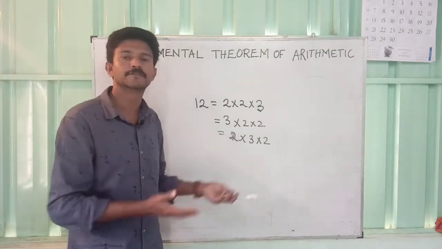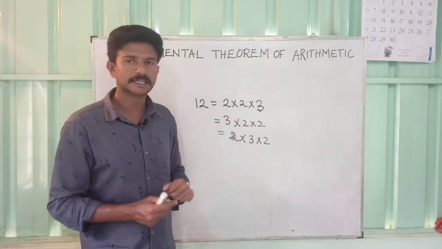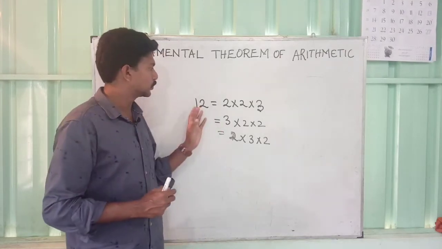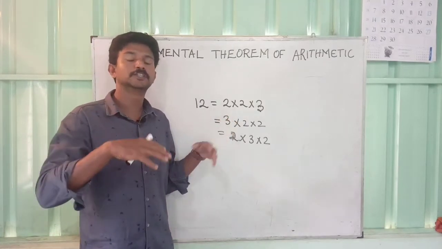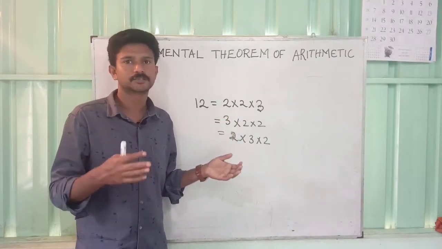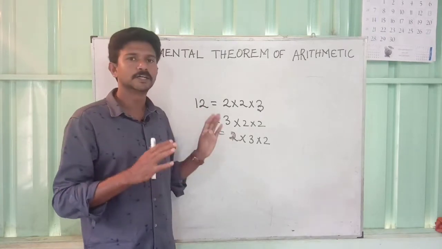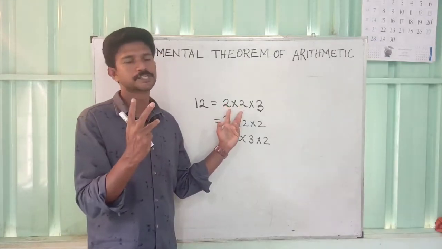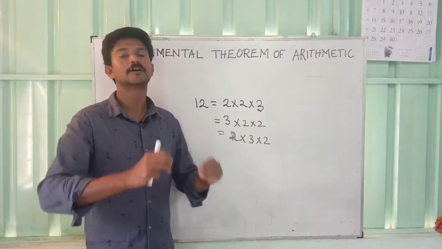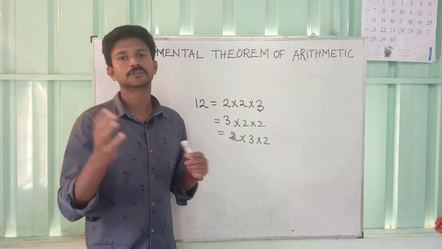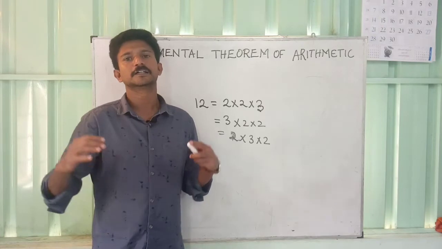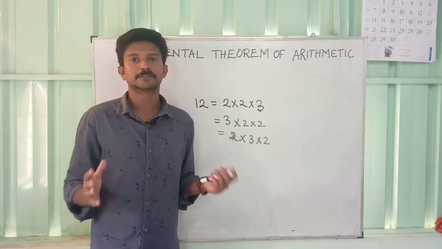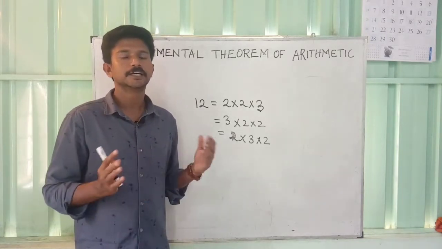We can write it in any way, but the numbers appearing are unique, which means we can't write 12 using any other prime factors or any other numbers. It is a unique expression. We use two 2s and one 3 to write it. I'm giving you a challenge: you can take any composite number and find out whether you can write it in any other way. Here we can't.